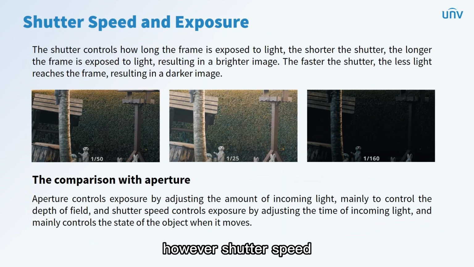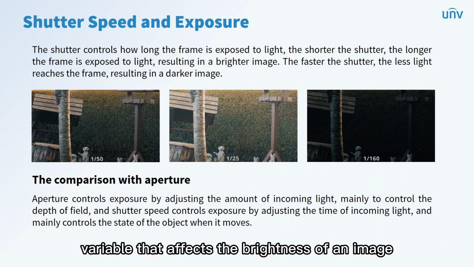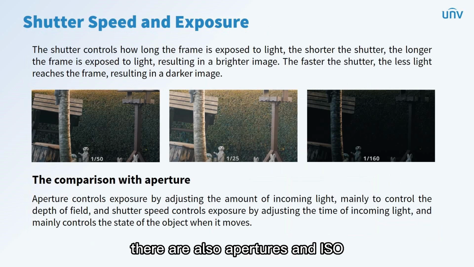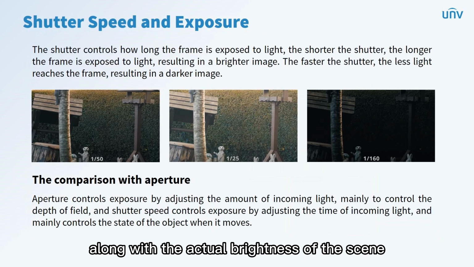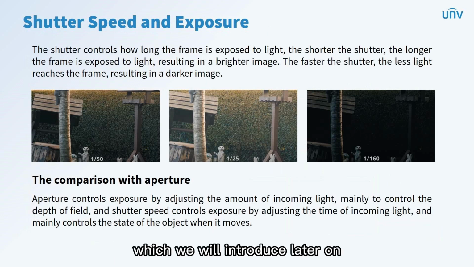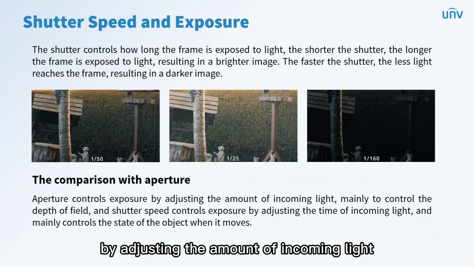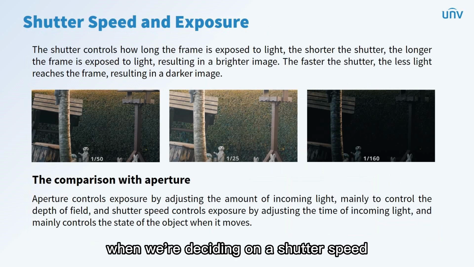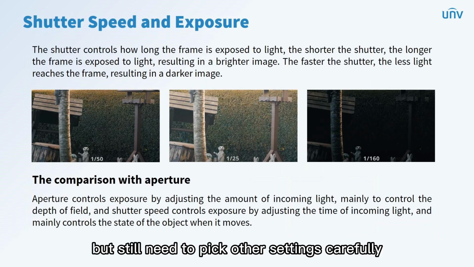However, shutter speed is not the only variable that affects the brightness of an image. There are also aperture and ISO, along with the actual brightness of the scene. While shutter speed controls exposure by adjusting the time of incoming light, aperture controls exposure, which we will introduce later on, by adjusting the amount of incoming light per unit of time. So, we have some flexibility when we're deciding on a shutter speed, but still need to pick other settings carefully.